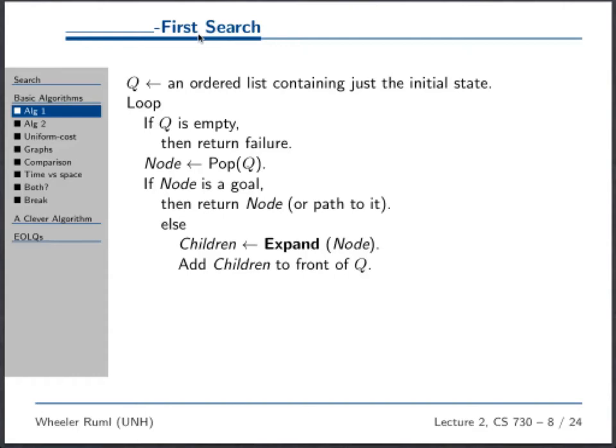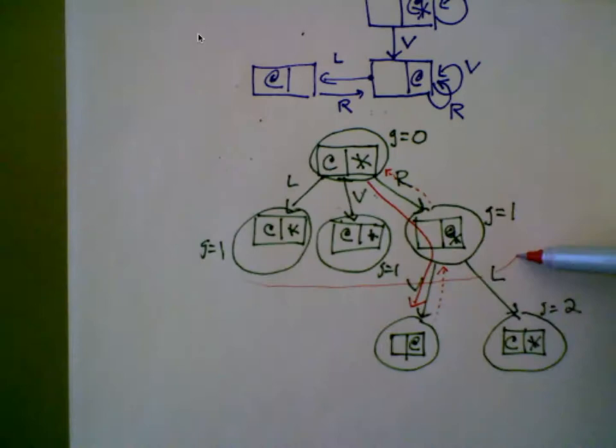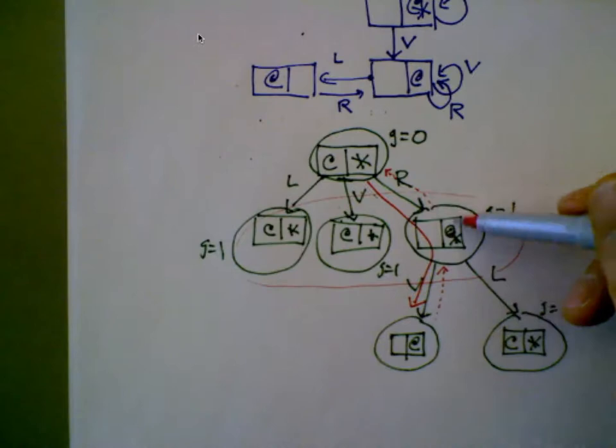Initially, just this initial node is on the queue. You pop that node off, then these three nodes are on the queue. Then maybe we'll choose one, pop it off, and these guys go on the front. So then the queue is going to be these nodes here.